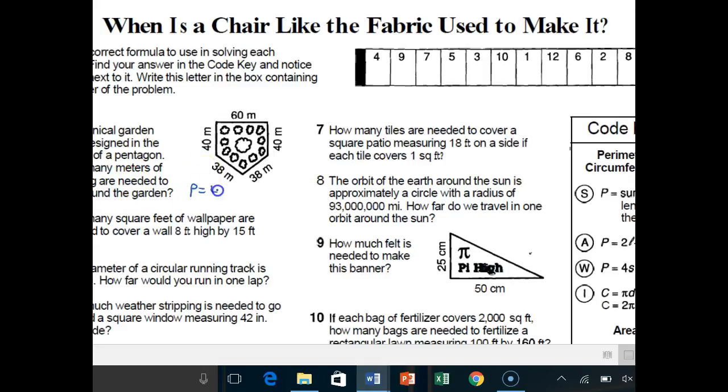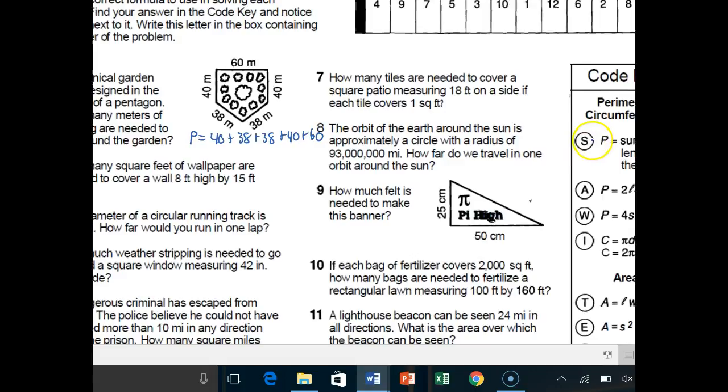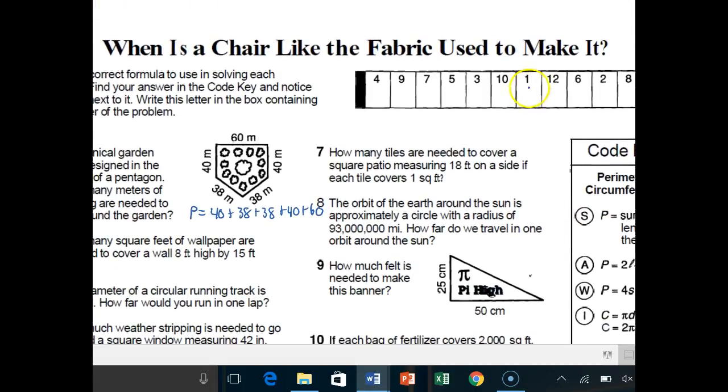Perimeter in this case, you would just add 40 plus 38 plus 38 plus 40 plus 60. Right? They're talking about fencing. That's the perimeter. So what do you do? You just add up the sum of the length of the sides. So you go over here, you find which one of those is saying, okay, add up the sum of the length of the sides. That's letter S. And then on 1, you put a letter S.